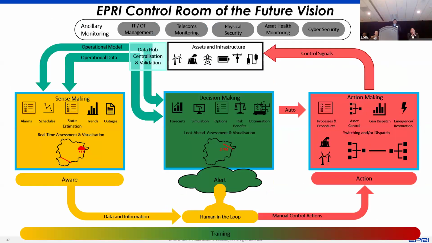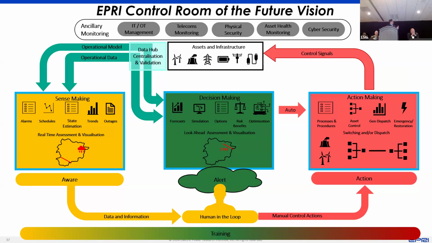And this is probably the only colorful chart I have in my whole slide deck. It shows a quick schematic of our vision of the control center of the future. Again, the yellow is sense making, the green is decision making, and red is action making.